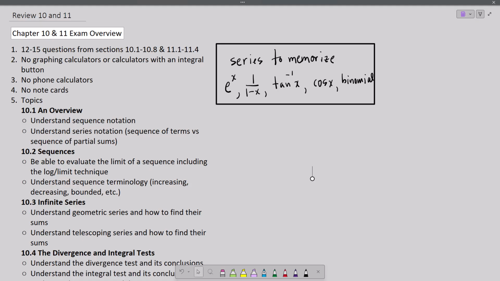There are some alignments here, right? The geometric series and the binomial look very similar. And then the exponential is going to be closely related to cosine. Inverse tangent is also closely related to e to the x. It's the odd powers of that factorial.